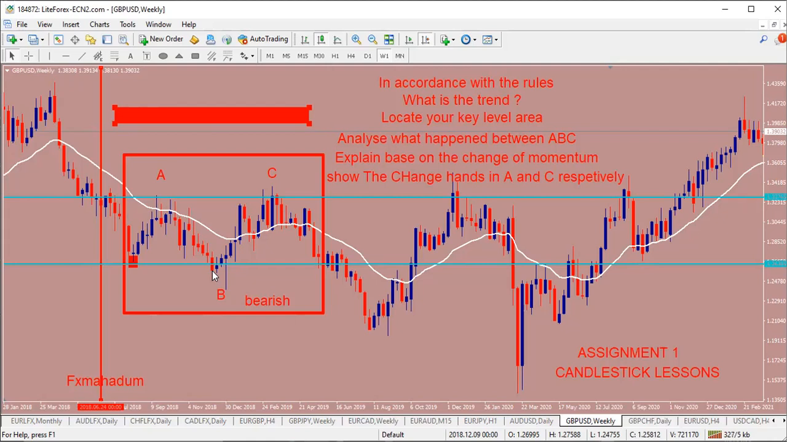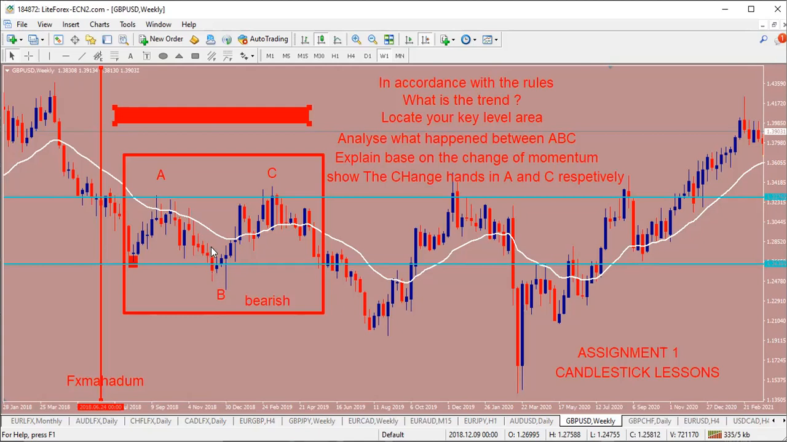Now, when price got to B, if you look at it, it took 12 weekly candles for it to retrace over 5 bars of the bullish candle. That tells you there is low selling pressure at that particular point, and that was why the buyers came in again at B and took price back to C.